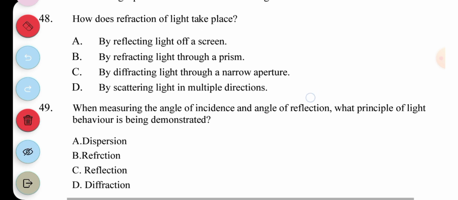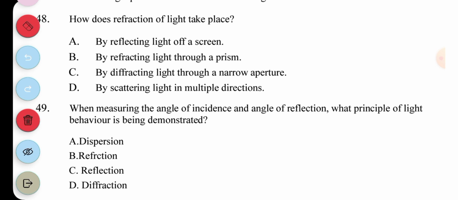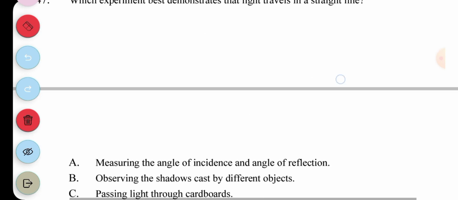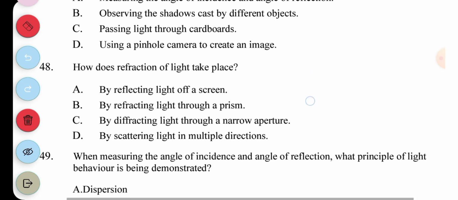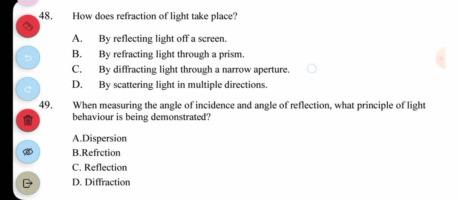49. When measuring the angle of incidence and angle of reflection, what principle of light behavior is being demonstrated? A. Dispersion. B. Refraction. C. Reflection. D. Diffraction. So question 49, the answer is C.